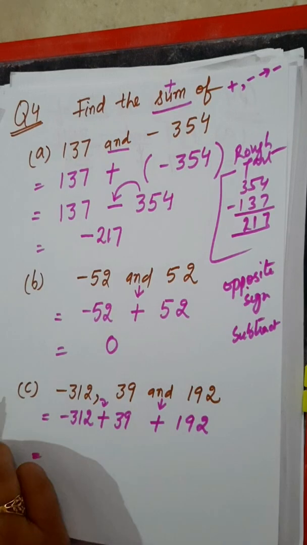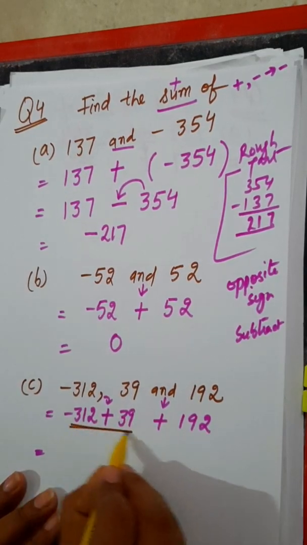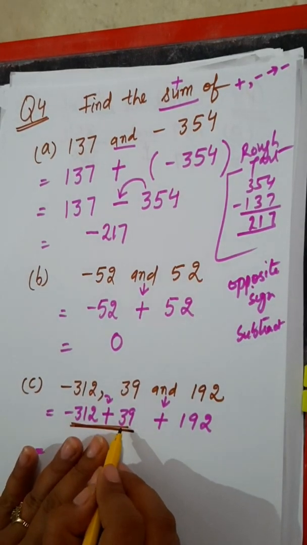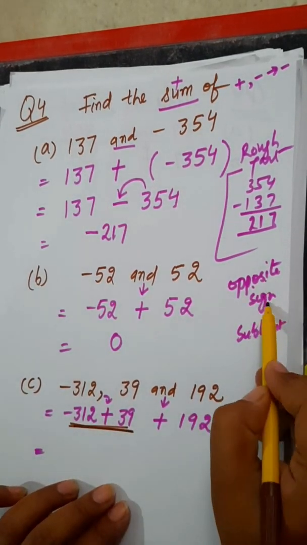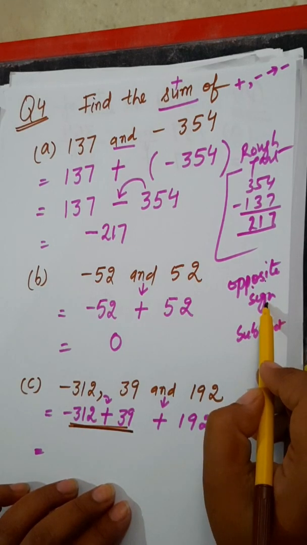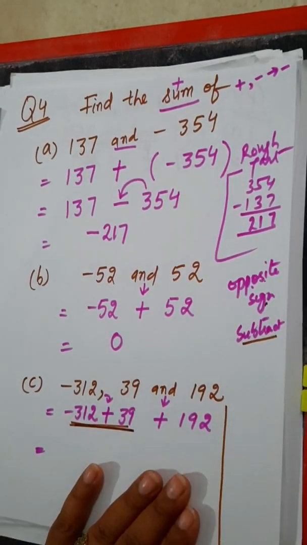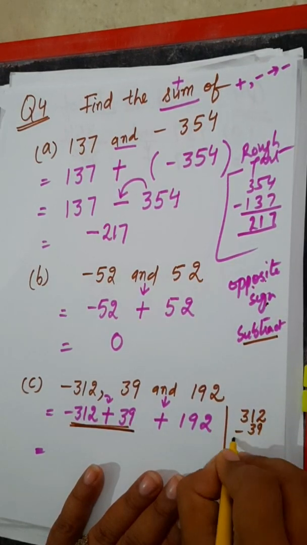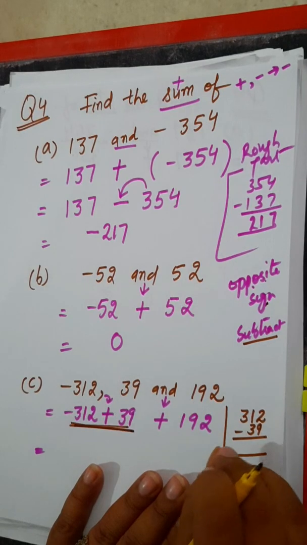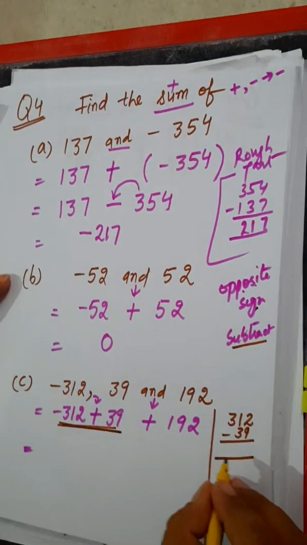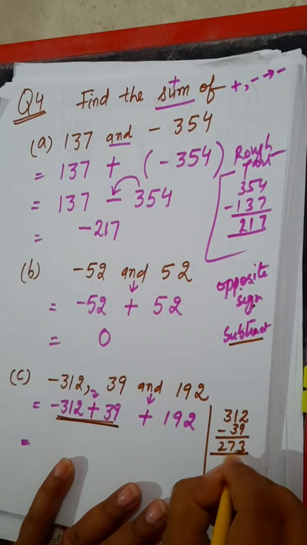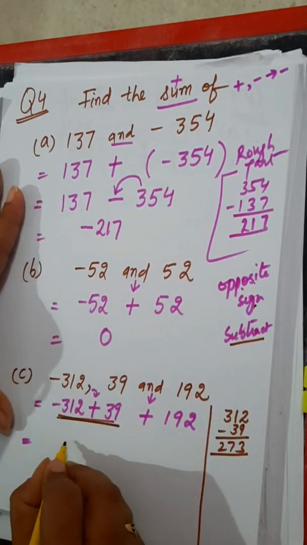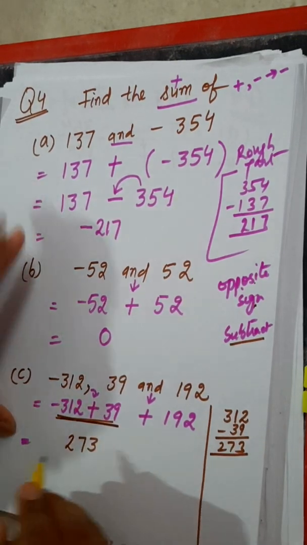Firstly, I will solve these first two. Now it has a negative sign, it has a positive sign, both have opposite sign. Whenever we have opposite sign, subtract. So this is my rough part. I will subtract 312 minus 39. So I will get 273. When I solve this, because it has opposite sign, I subtract, I will get 273.